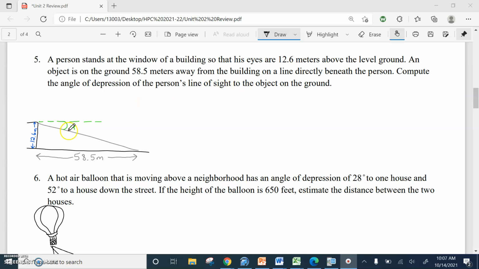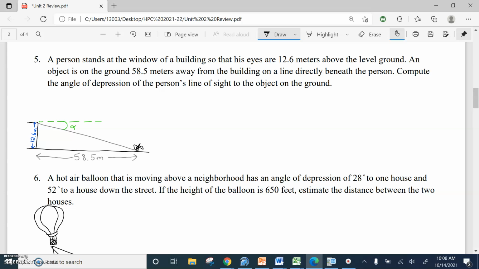So I've already written that in green. Alpha is the angle from horizontal. Angle of depression is from horizontal at the top of the building, looking down at some object down there. So there it is. There's your object. So we need to figure out what that angle is.